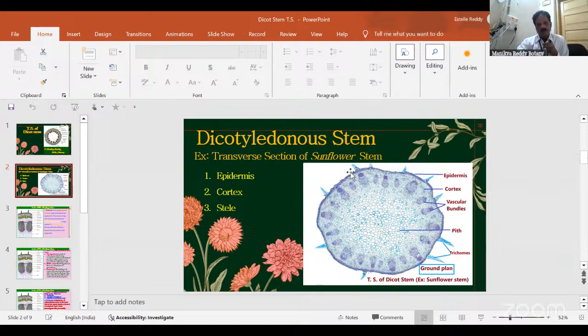Generally, in almost all the parts of the plant body, epidermis is a single layer. Epidermis, this is the outermost layer, a single layered structure, called epidermis. It encloses.